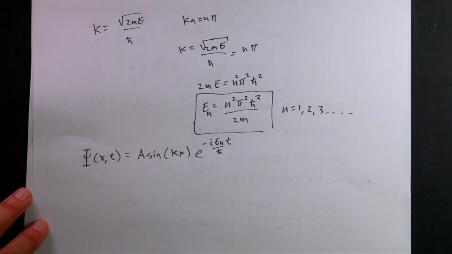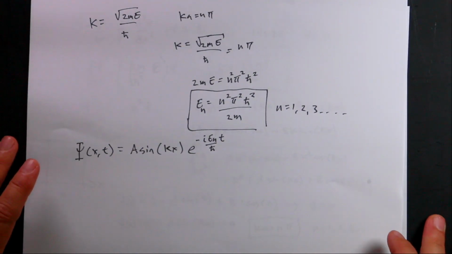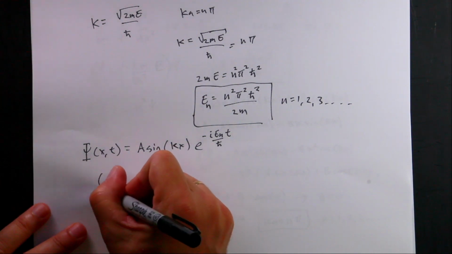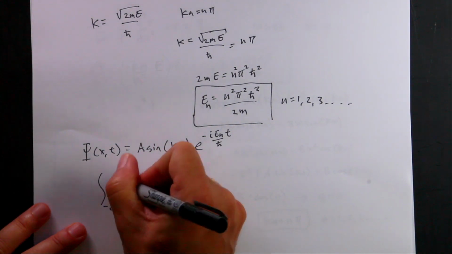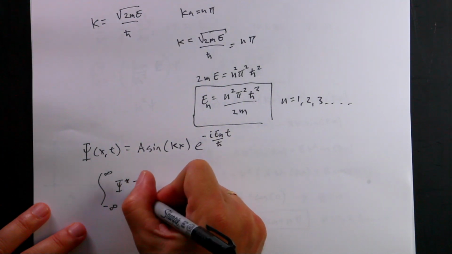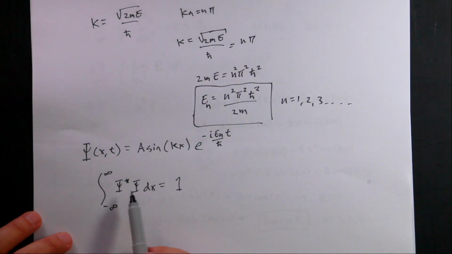So that's psi. Okay, what I want to do now is to normalize this, because I don't know A. But I do know that the object has to be found somewhere. So that means that the integral from negative infinity to infinity of psi star psi dx equals 1. Right? The probability of finding it between negative infinity and infinity has to be 1.